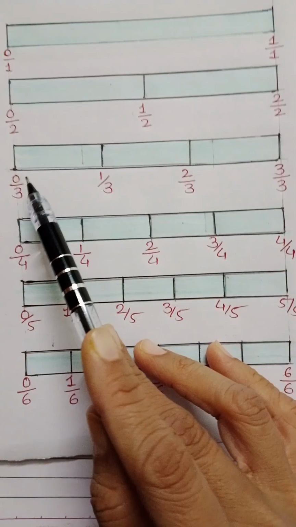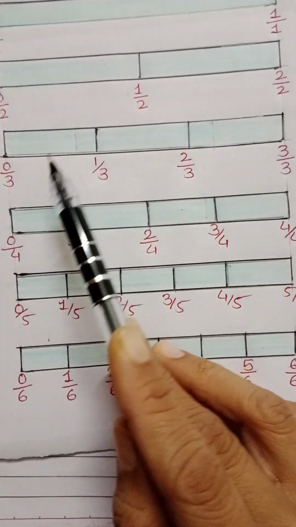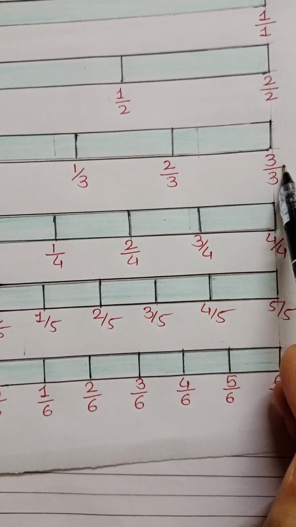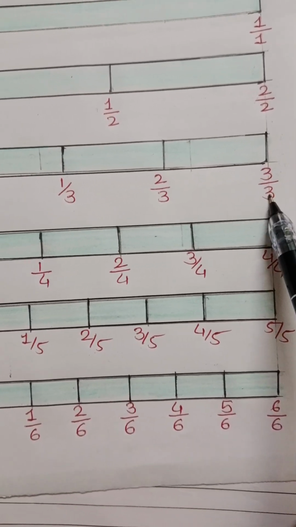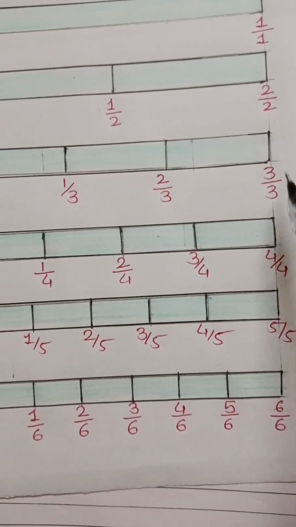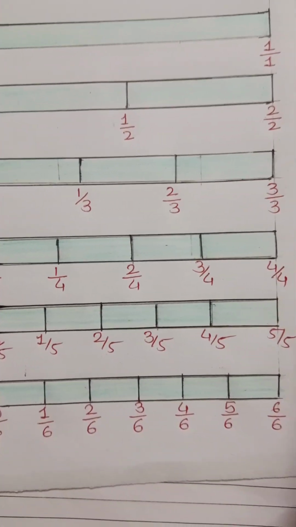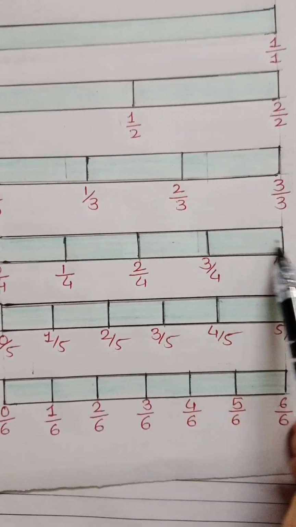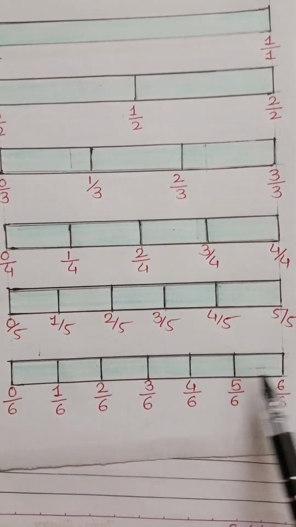Okay. Then the same rectangle I have divided into three equal parts. So this is 0 upon 3, 1 upon 3, 2 upon 3 and 3 upon 3. So this 3 upon 3 is basically 1. Here 2 upon 2 is 1. And then the same rectangle, I have divided into 4 equal parts. Then 5 equal parts and 6 equal parts.